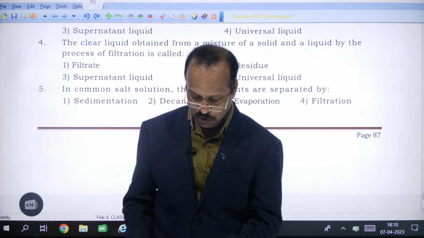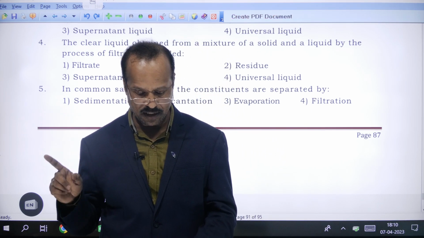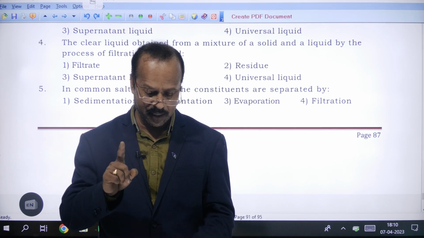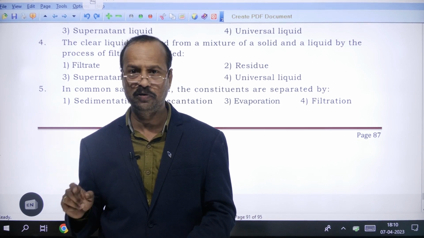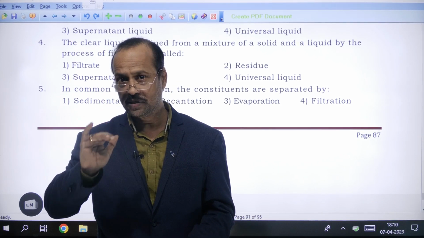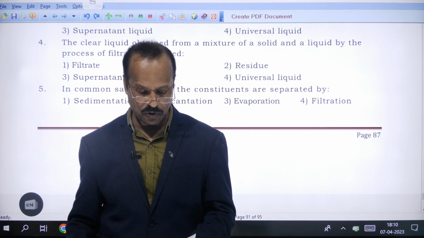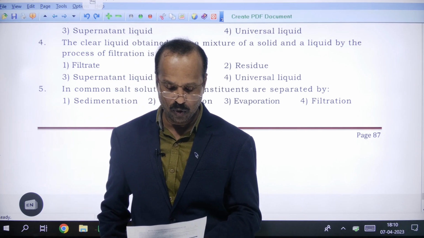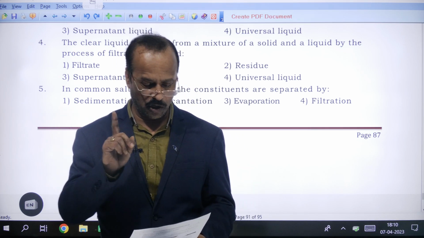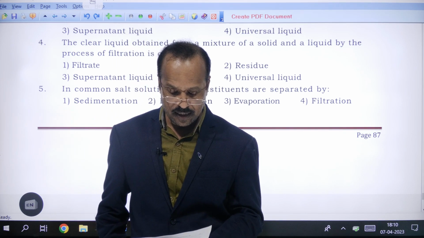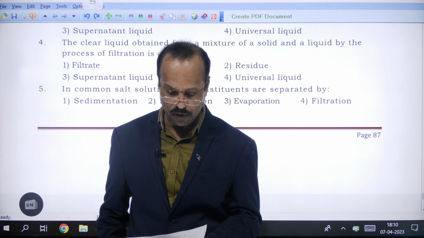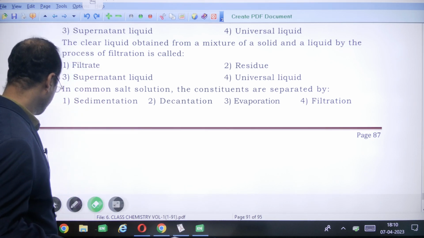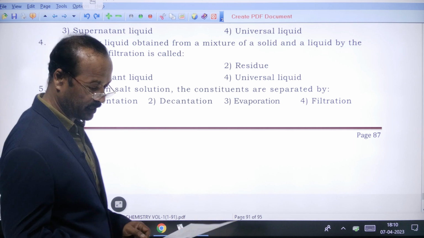Next, sedimentation is what? Soluble solid material which gets dissolved? No. Insoluble solid material which settles down is the sedimentation process, like sand and water. Sand will not dissolve in water, it will settle down, right. Third question, the clear liquid above the sediment when a suspension is allowed to settle is called the supernatant liquid. So, the option is 3. Next, the clear liquid obtained from a mixture of solid and liquid by the process of filtration is called the filtrate. So, filtrate is the right answer, right.